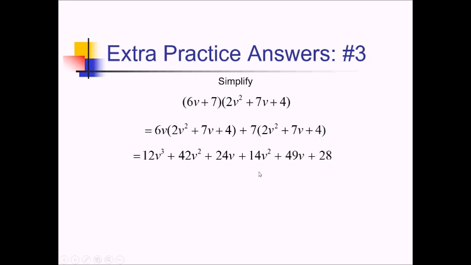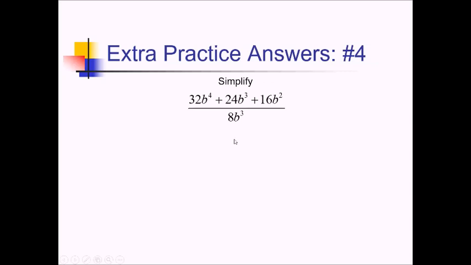And at this point, we collect our like terms. 12v cubed is the only cubic term, so we just bring that down. 42v squared can be combined with 14v squared because they have the same variable and exponents. So that adds up to 56v squared. We add the coefficients and keep the variable and exponent the same. Next, we have 24v and 49v. Adds up to 73v. Careful with that one. And then 28 we're just going to take down because there's no other constants to combine it with.